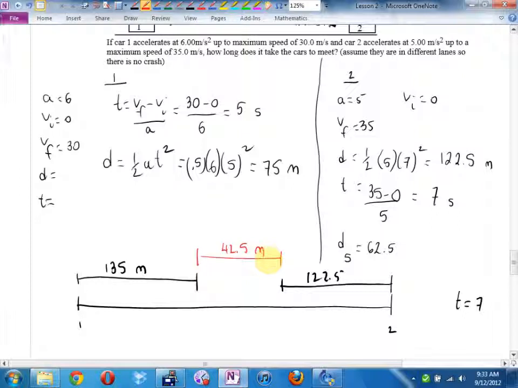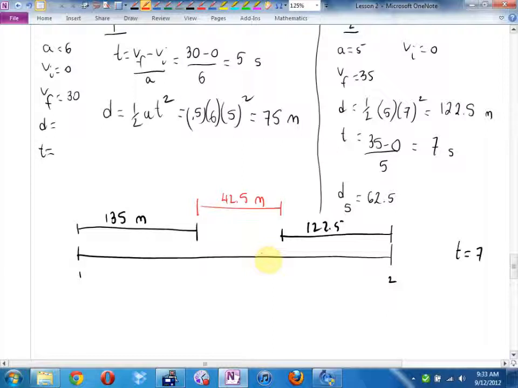How fast is their combined speed? Remember doing these last year? We said the easy way was to pretend one was standing still and the other one was traveling both speeds combined. What's their combined speed? V combined, or V relative, you called it last year. 65 meters per second. The distance we have to travel is 42.5. What's my acceleration now? Remember? 0, because we're at a constant speed.